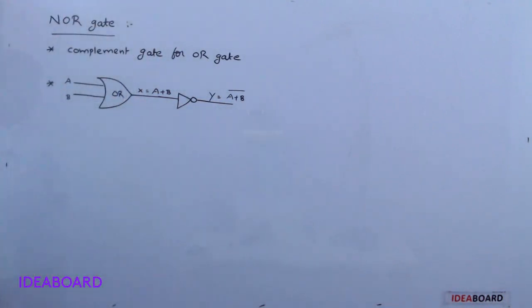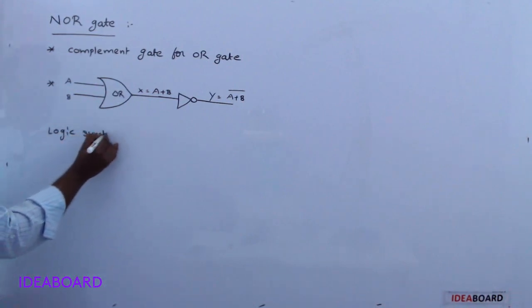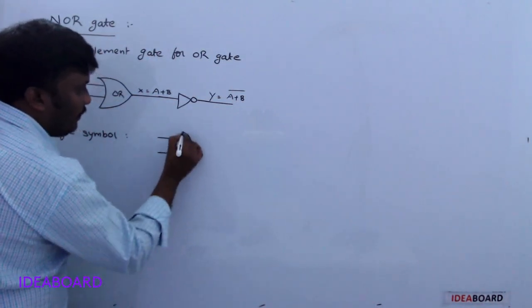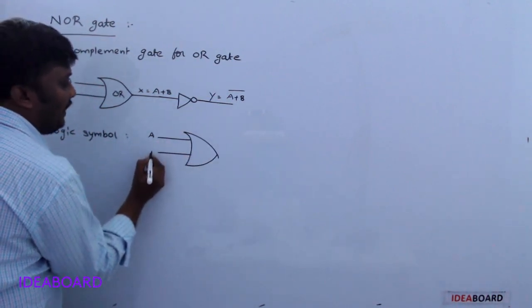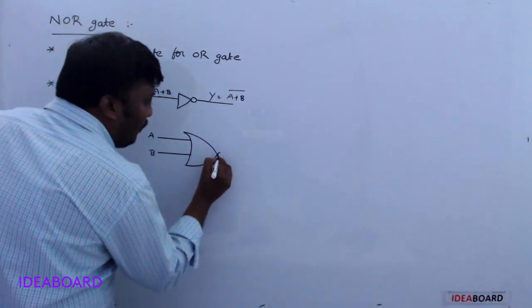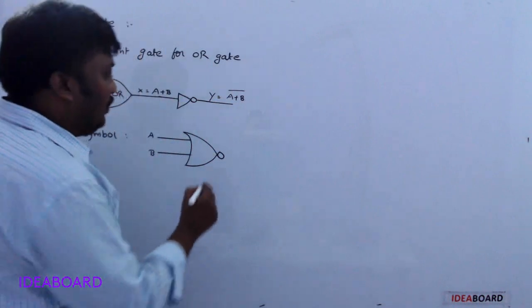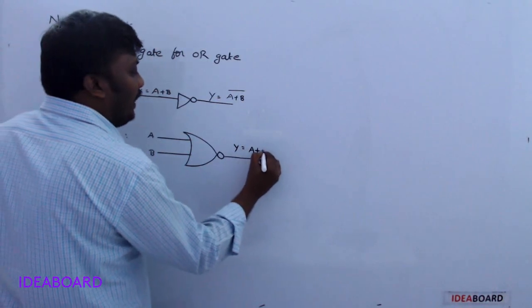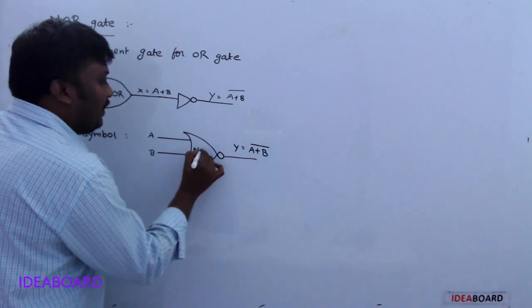Okay, let us see the logic symbol. So take one OR gate. This is OR gate now. So here inputs we may take as A and B. Now just make a bubble here. That bubble indicates the NOT gate. Then what is the output? Y is equal to A plus B bar. Understand now? So this is NOR gate.